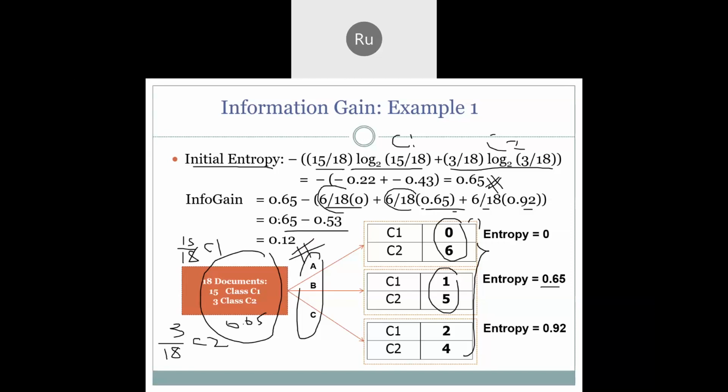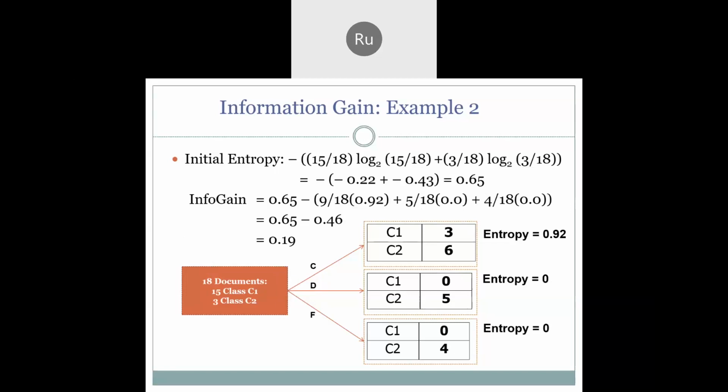So the whole idea is that we want to minimize this, because once we have minimized this, then we get this one larger. So the info gain is to maximize the value of the info gain by minimizing the entropy after you perform the splitting. Okay, so let's suppose we have another example, but now we have C, D, E.